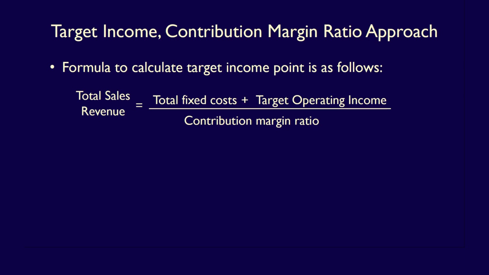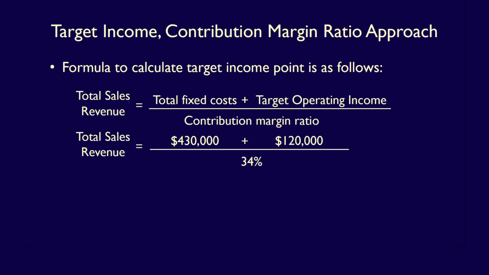We can now apply that to our formula. Total sales revenue is equal to total fixed costs plus target operating income divided by the contribution margin ratio. Total sales revenue is equal to $430,000 plus $120,000, all divided by 34%. Total sales revenue is equal to $1,617,647. This is the total sales revenue the company would have to earn in order to obtain a target operating income, before taxes, of $120,000.